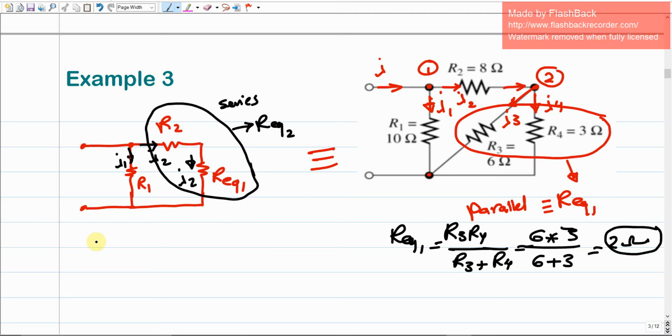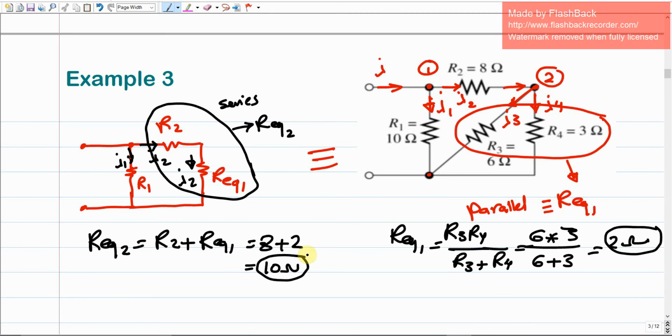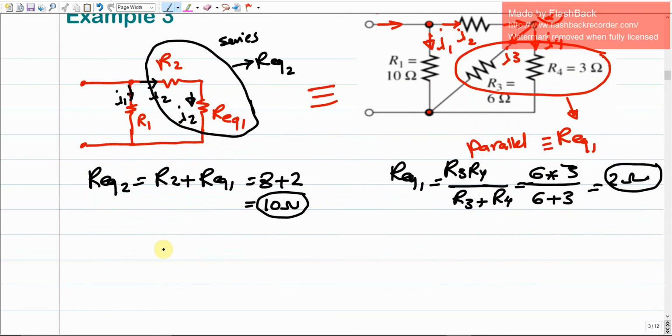Now, what I'm going to do is calculate R equivalent 2. R equivalent 2 should be in series, so it should be the sum of R2 plus R equivalent 1, which means that R2 is already 8 ohms. So I'm just going to add 8 plus 2 ohms, which is the R equivalent 1 that I just got. This is going to give us 10 ohms as R equivalent 2. Make sense? We got R equivalent 1 and R equivalent 2. Now, let us try to do one more simplification. If we decided to combine these two resistors, R2 and R equivalent 1, into just one resistance, which is R equivalent 2, it should be in parallel with R1.